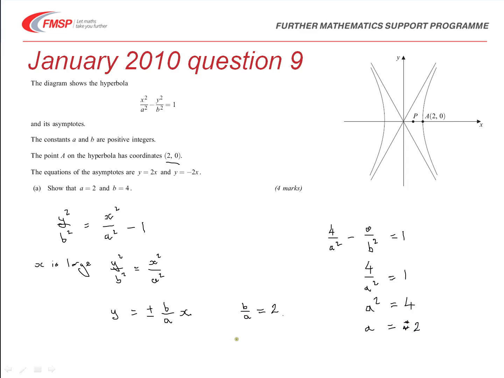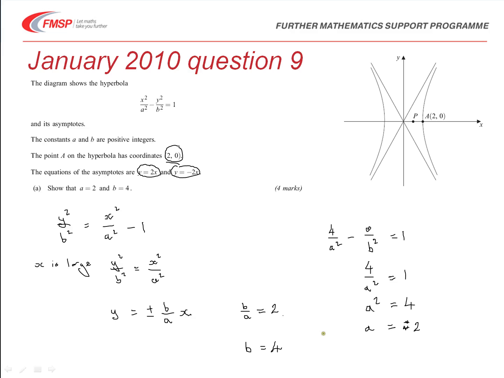And if we then substitute that value of a into the b over a equals 2, that tells us that b is 4. So just reiterating that, we obtain the two values by considering the coordinate that we're given, and then by using the fact that the asymptotes are related by the expression that we found by considering what happens as x is large.